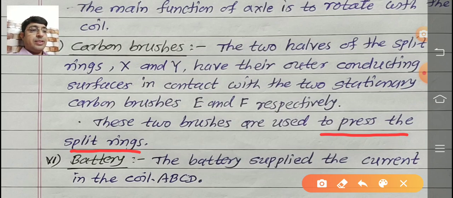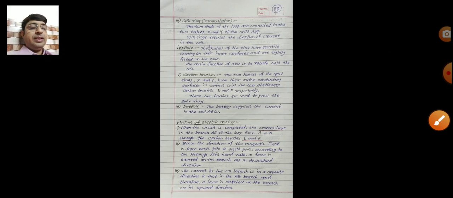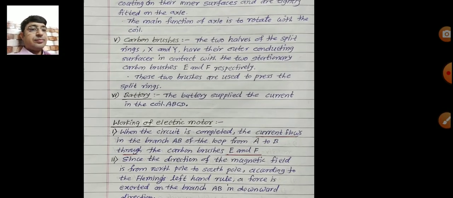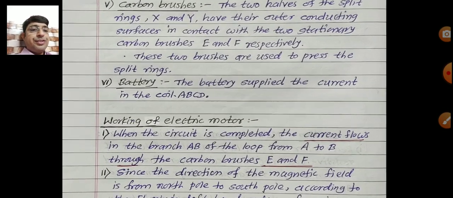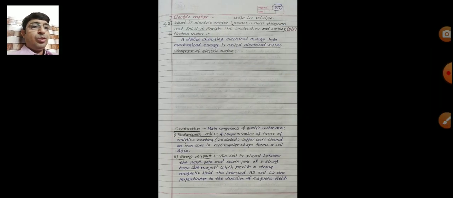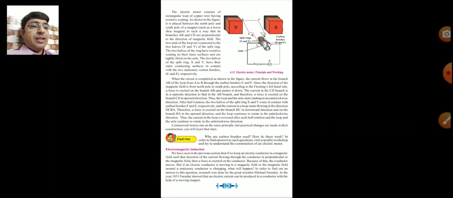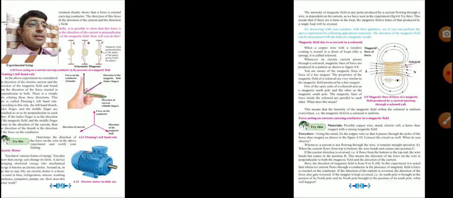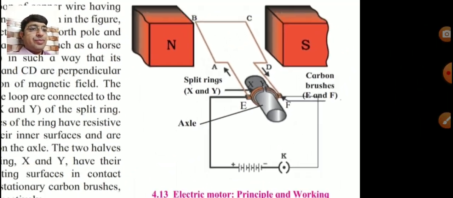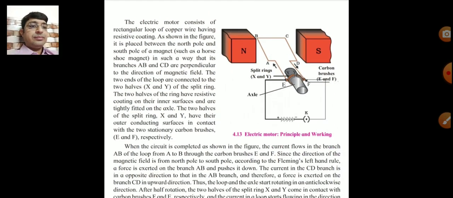That is a function of this battery. All are getting? So these are the 6 components used in the electric motor. So construction is over. Now working of the electric motor, you check the diagram, no problem. See in our textbook, after you draw the diagram and then do the proper study. This is the diagram, check, all are given here. Okay, all are getting.